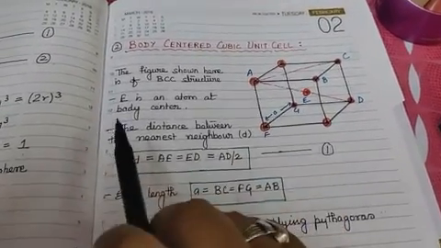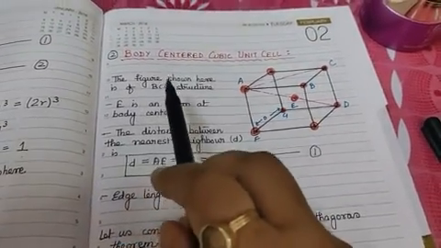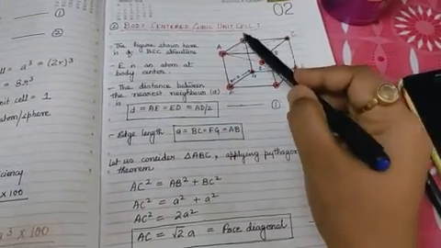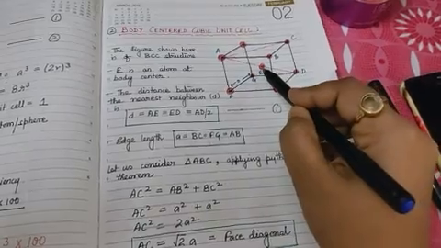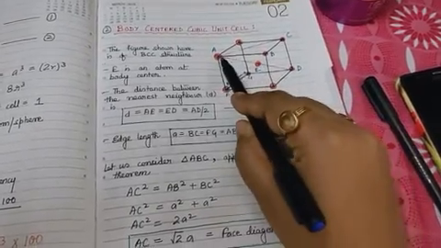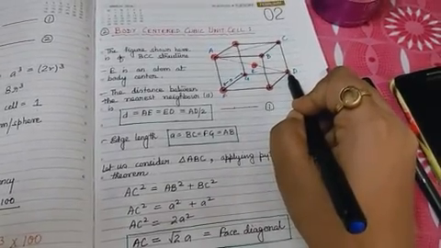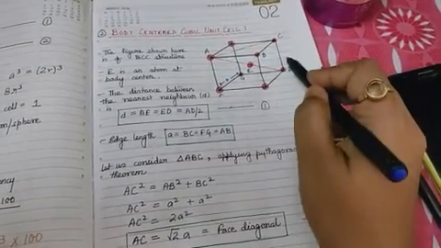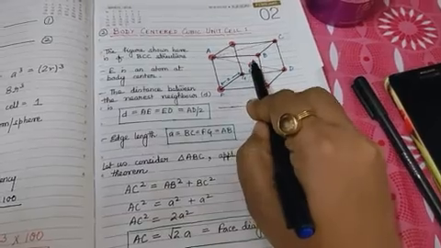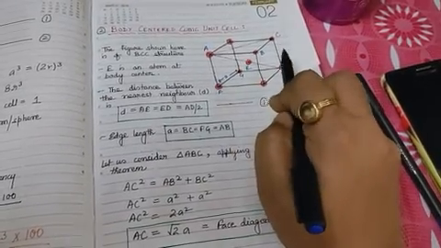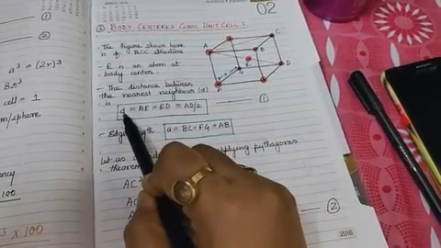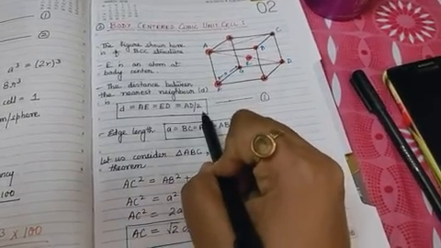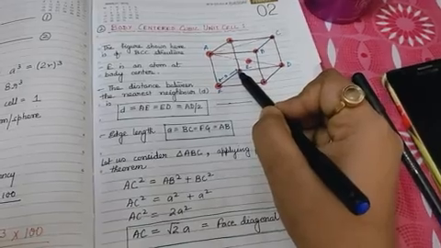Let us move further for the calculation of packing efficiency in body-centered cubic unit cell. This is our body-centered cubic unit cell. Here E is the atom at the body center. This is the body diagonal AD. So the distance between the two closest atoms in such a structure is AE or ED. So d, the nearest neighbor distance, equals AE equals ED, or AD by 2. A is the edge length, as we all know.